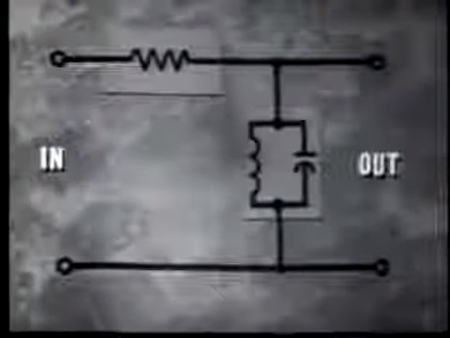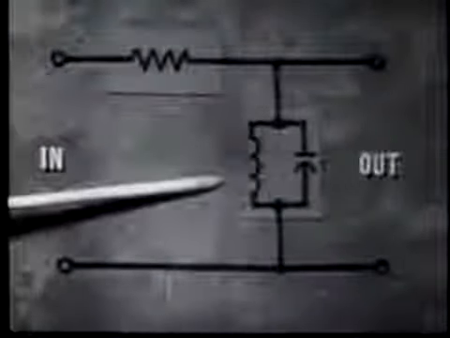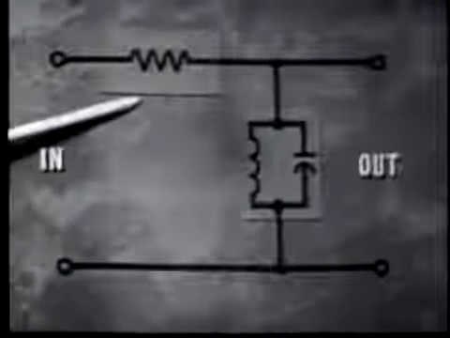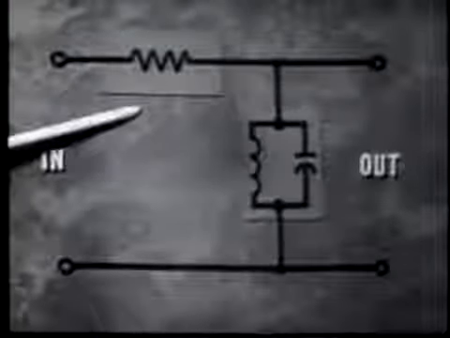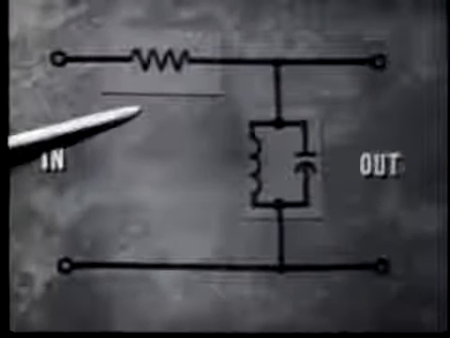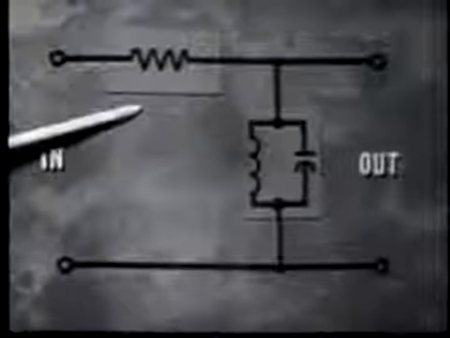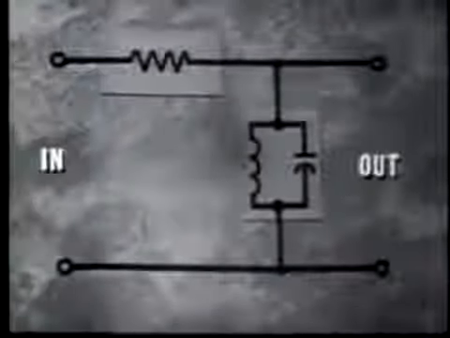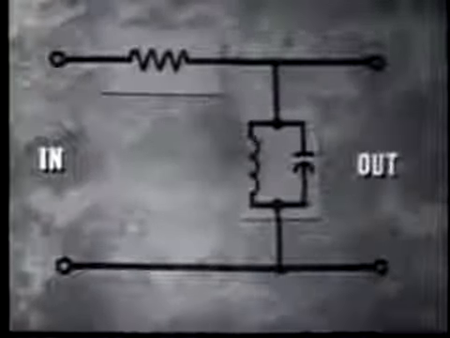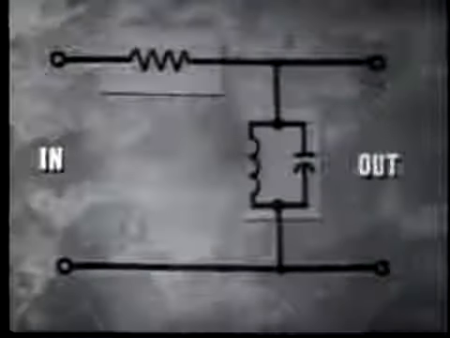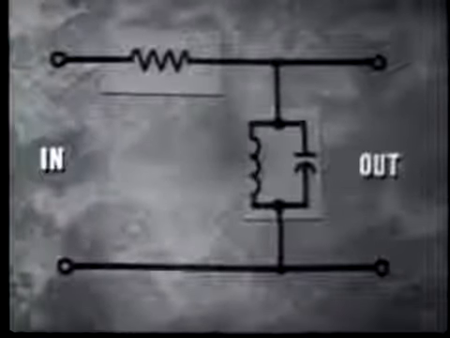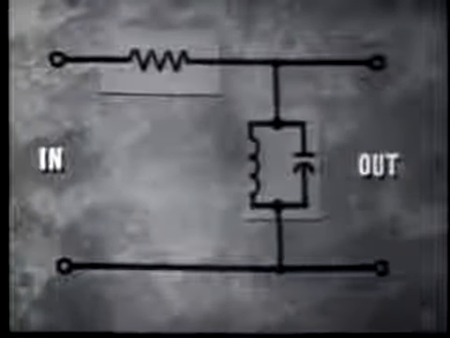Now, since we only want to determine its effect on the input frequency, we'll use a resistor in the series position of the filter, because the resistor is not a frequency-sensitive component and it'll have no effect on the input frequency. Thus, any frequency effects we see in the output must be due to the action of the parallel tank circuit. Now, let's hook this up on our trainer and see what occurs.